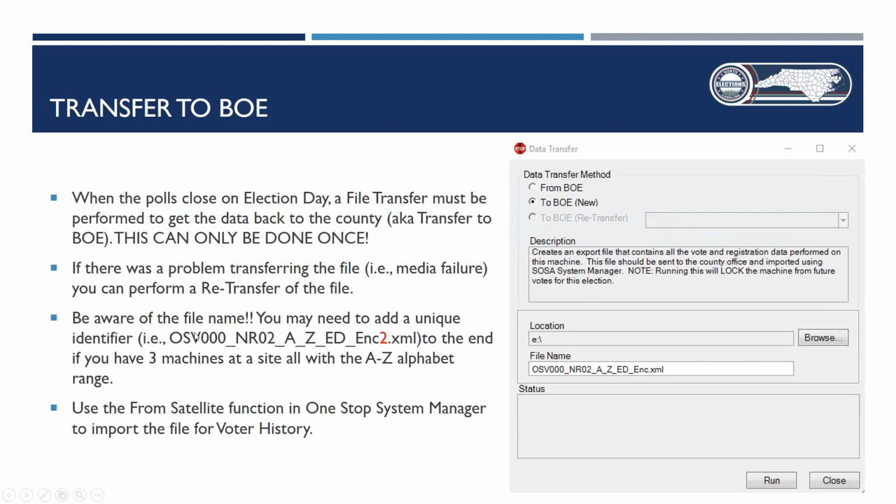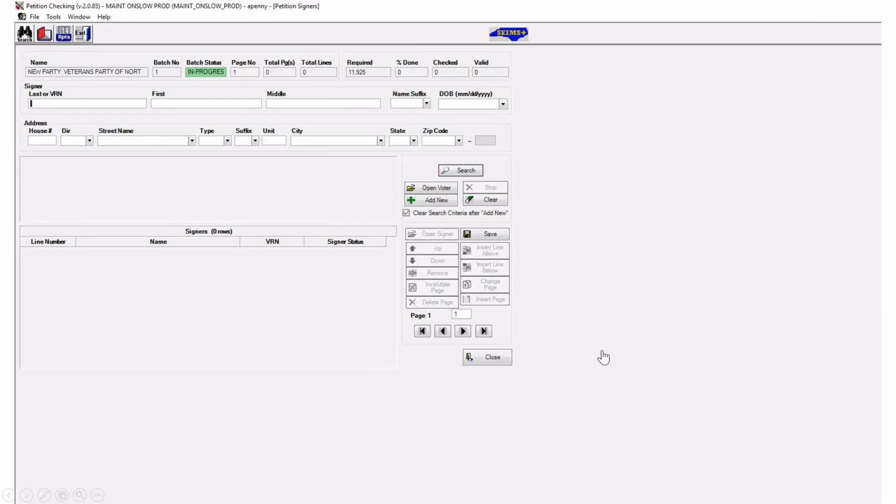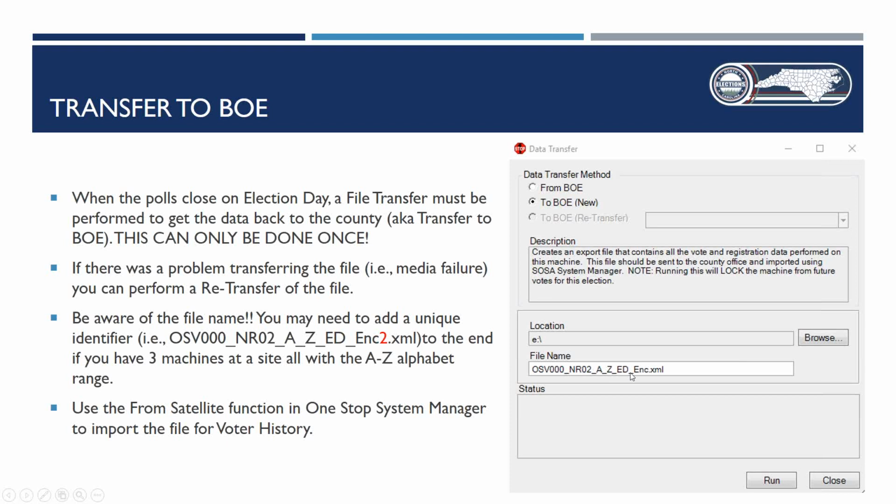Another thing to be careful of in OVRD is be aware of this file name here. You may need to add a unique identifier. In this example, we added a 2 after ENC. If you've got 3 machines at a site that all have the A to Z alphabet range. So as you can see here, this particular site and machine was A to Z. So at site NR02, if all 3 of my machines are A to Z, then this file name is going to be the same for each machine.